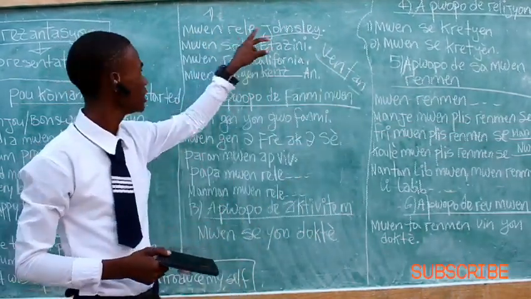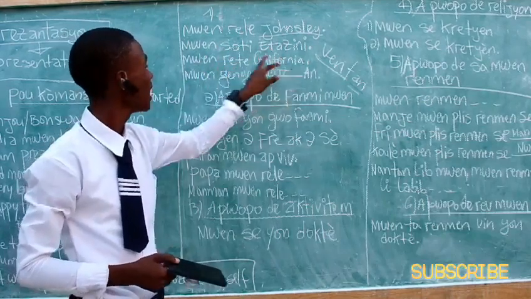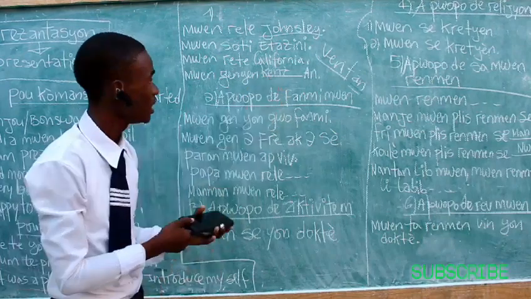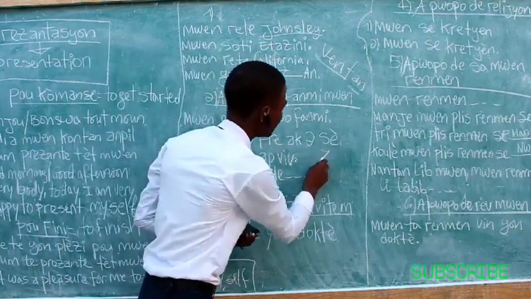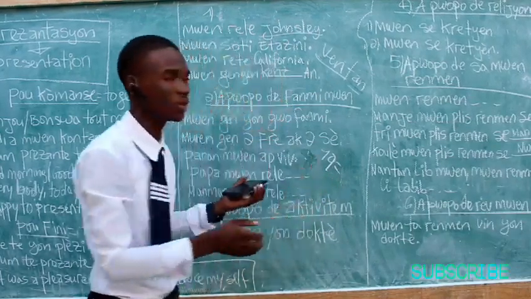Moi rele Johnsley, moi sorti États-Unis. Moi rete California, moi gaye 15 ans. Okay? So if you are like 19, you could say 19 ans, okay?